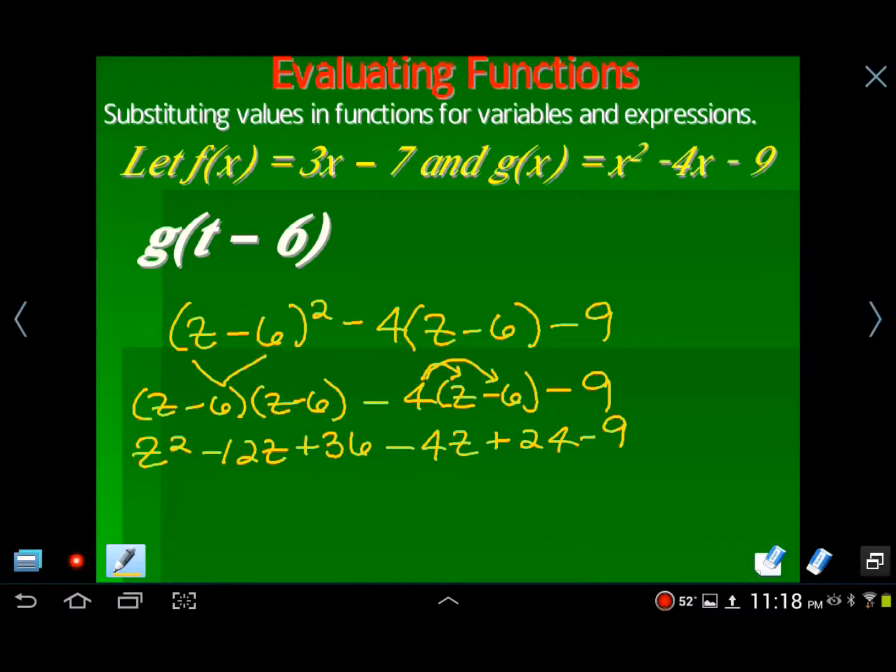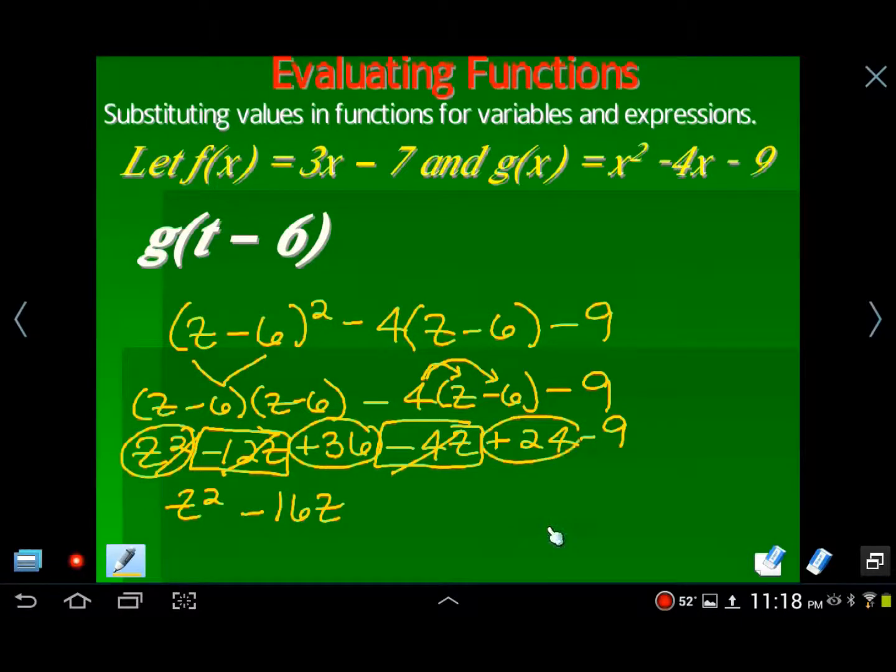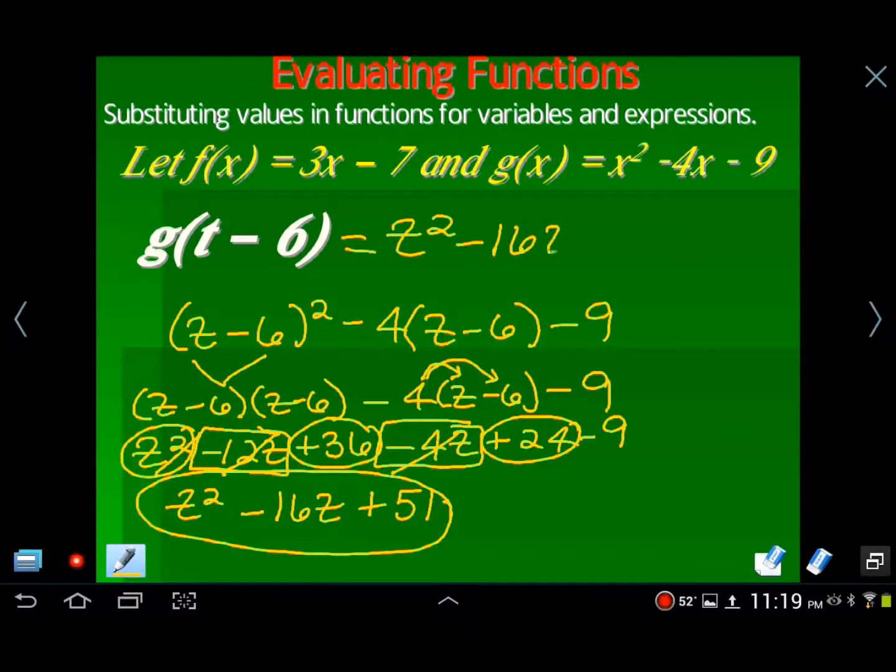Quite a bit to do still in this problem, so let's put some like terms together. There are no other t squared terms, so I'll leave that alone. Are there some t terms? Negative 12t and negative 4t, and you're going to get negative 16t. We're done with those. Then let's add the constants. 36 plus 24 is 60, and 60 minus 9 is 51, plus 51. And there's our answer. Don't worry about factoring it. I don't think it factors anyway. That's g of t minus 6, and we'd write it like this: t squared minus 16t plus 51.